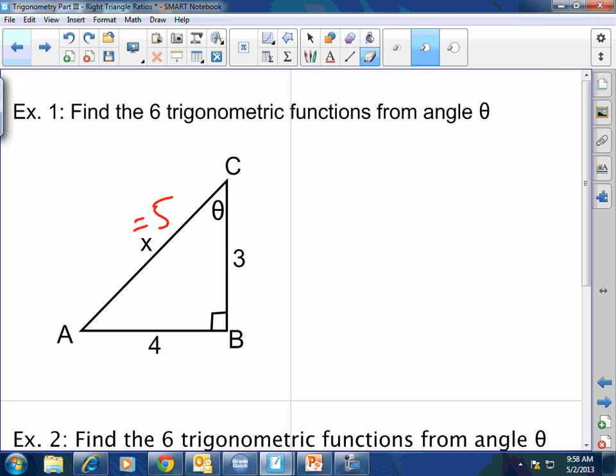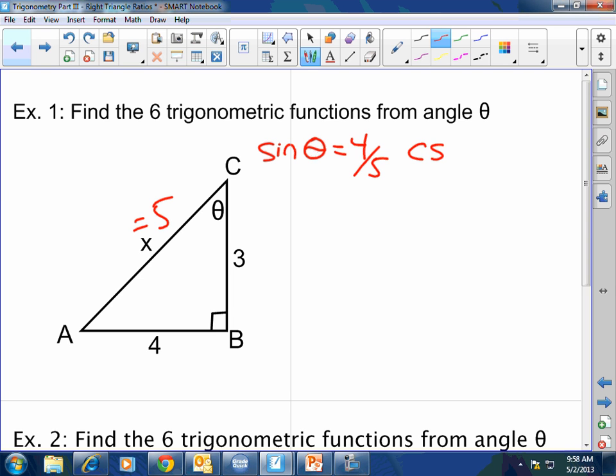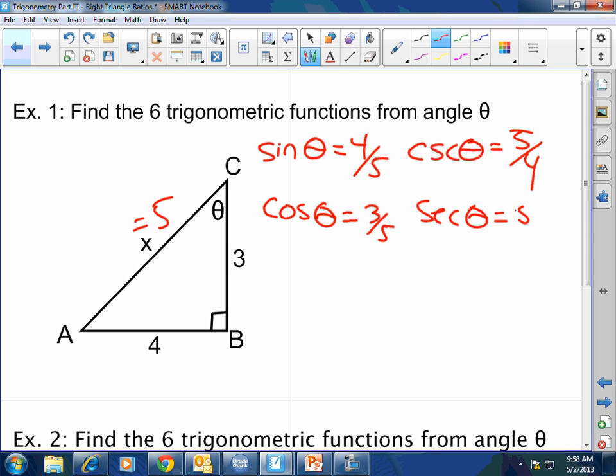Okay, so now I want to find the 6 trigonometric functions from angle theta. What's my sine of theta? Sine is opposite over hypotenuse, 4/5. What's the cosecant? 5/4 is the reciprocal. Done. Cosine of theta is adjacent over hypotenuse, 3/5. Its reciprocal, the secant of theta, is 5/3. Very good.